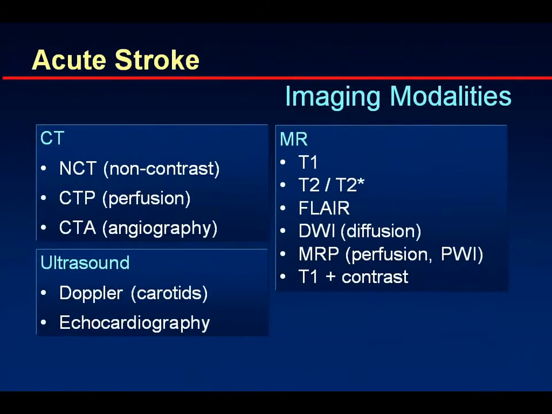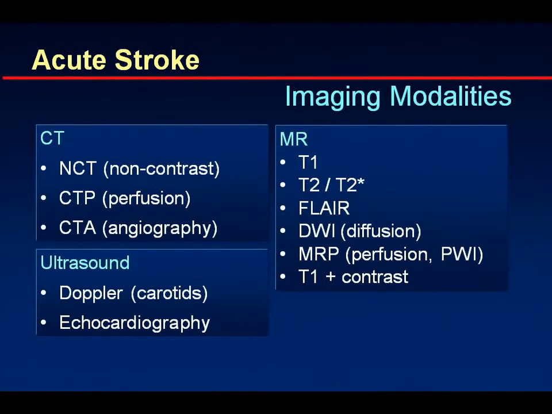Now, the imaging modalities that we have are, on the one hand, CT, and in the olden times, we were using only non-contrast CT for stroke imaging. This is actually not very sensitive. I'll show you a few examples. What is coming up nowadays is CT perfusion imaging and CT angiography for evaluating the vasculature with it.